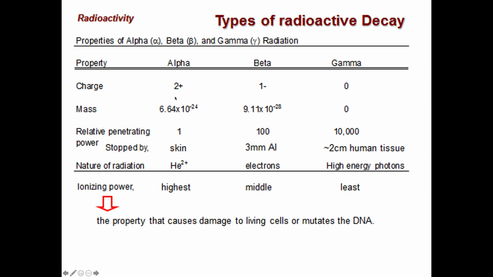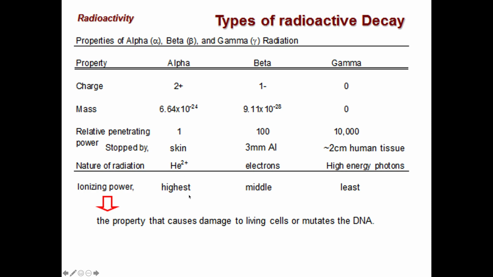Alpha particles are pretty big, and they can't even get through your skin. Beta particles can get through your skin, but they can't get through pieces of aluminum. And gamma can get into you really badly. Interestingly, the ionizing power is inversely related to the penetrating power. Bigger particles have more trouble getting through, but if they do, they do more damage. It's a big particle.